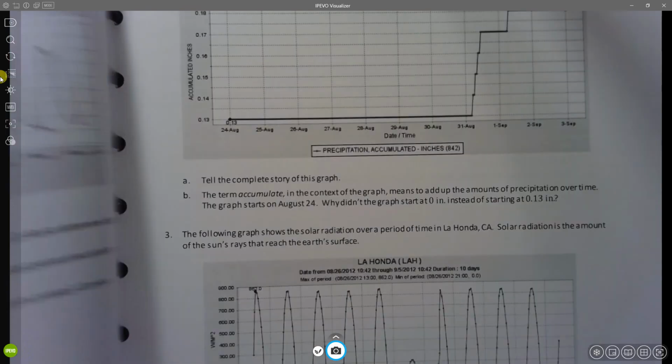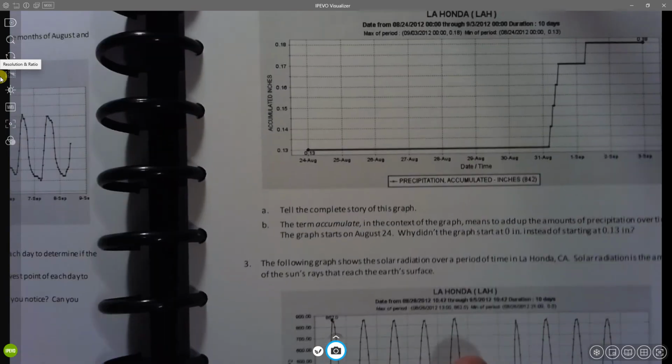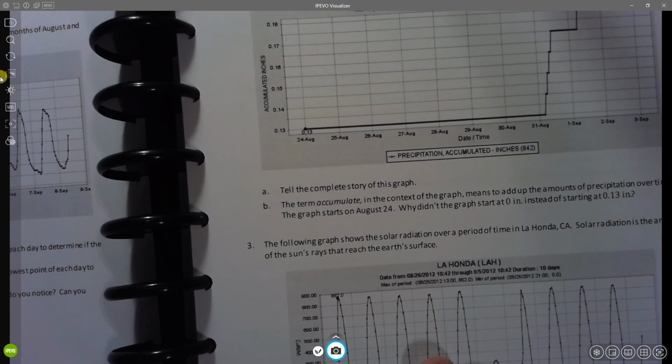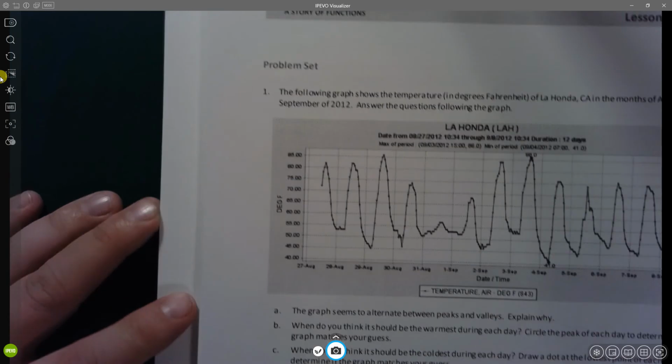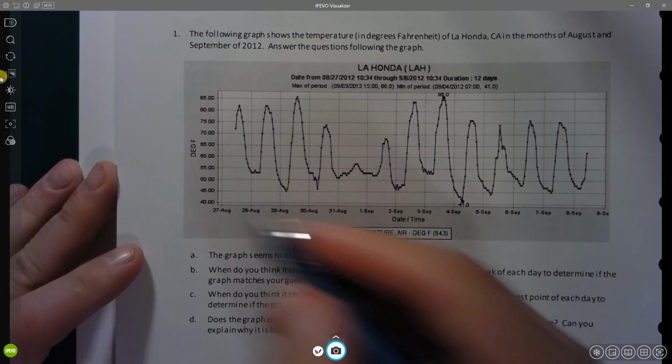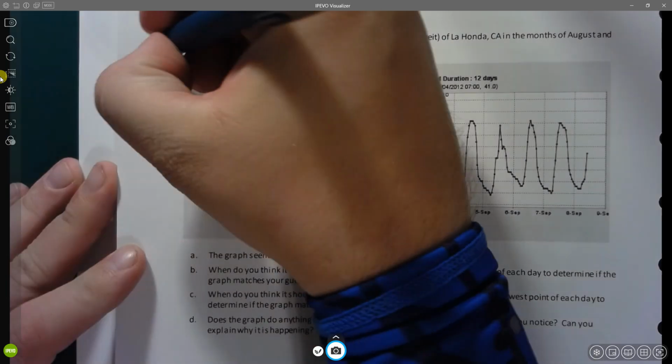So we're going to turn the page and we're going to be looking at problem sets. Loving the problem sets. I want you to do number one on your own tonight. Just number one. So here's the graph and here's the questions. Here's your homework.